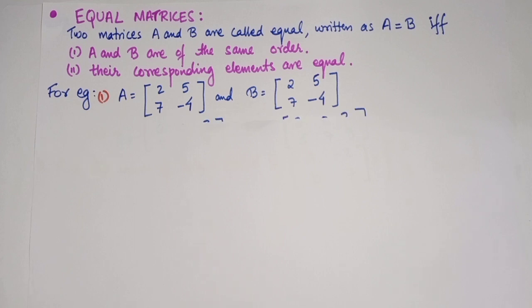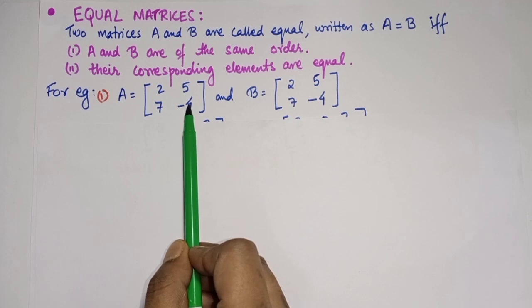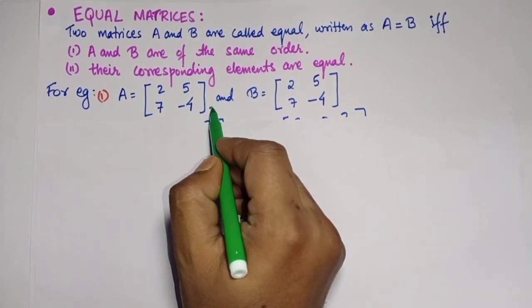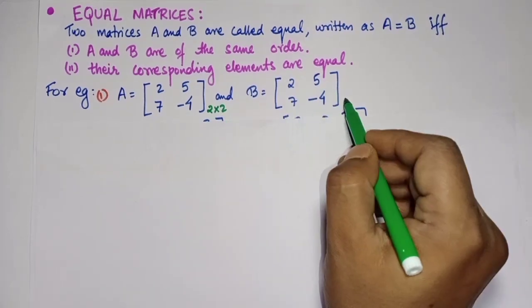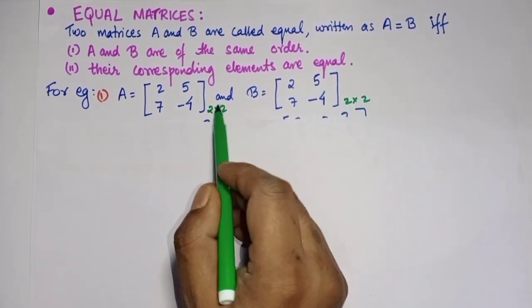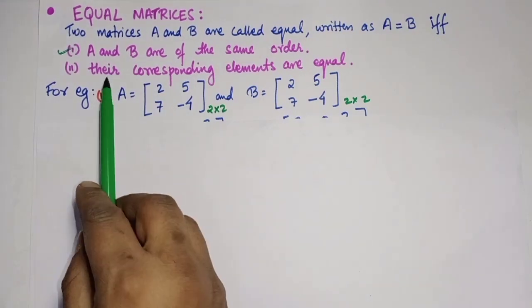You can see here, Example 1, A is 2, 5, 7, minus 4. So what is the order? We can write the order here: 2 rows, 2 columns, so row by column. The order is the same. Now the first criterion is done. Now it should satisfy the second criterion also.